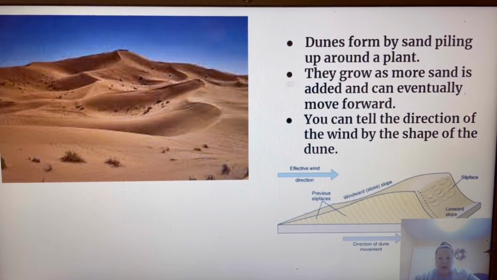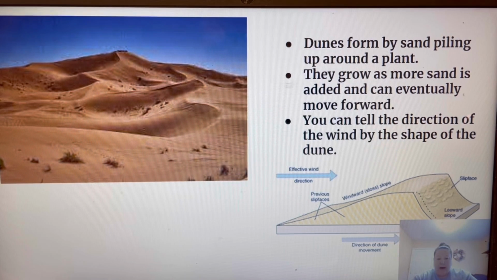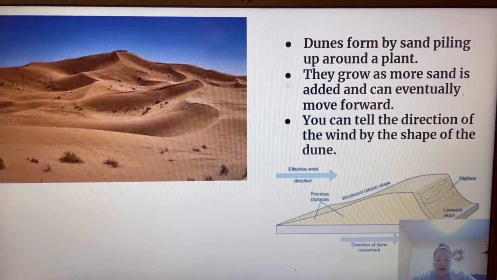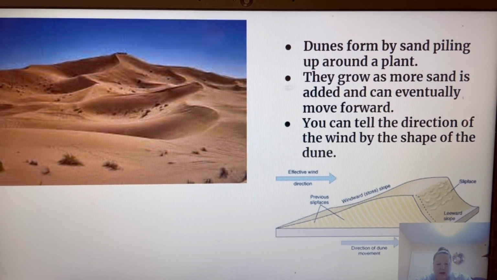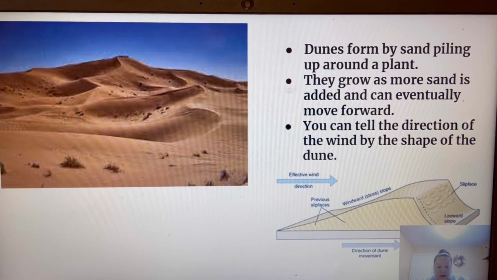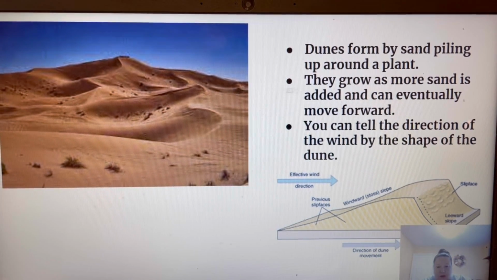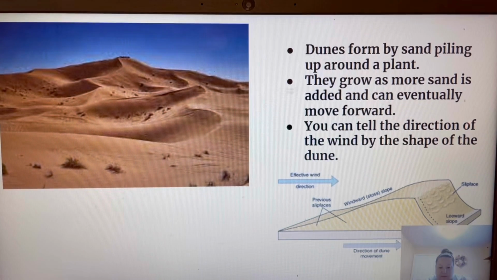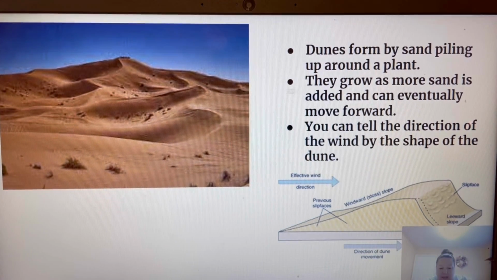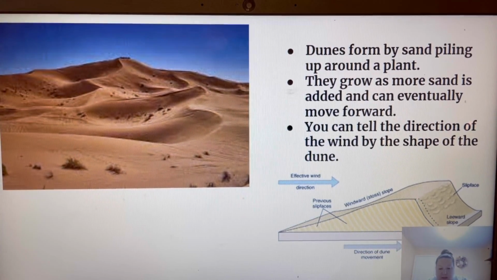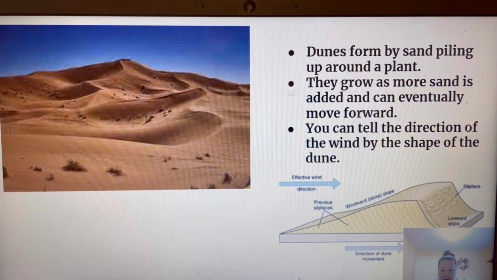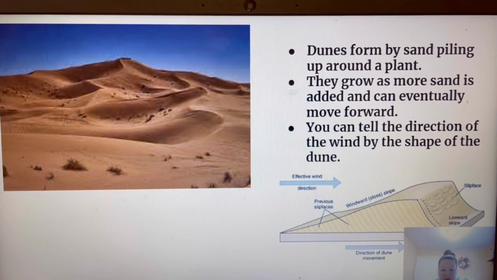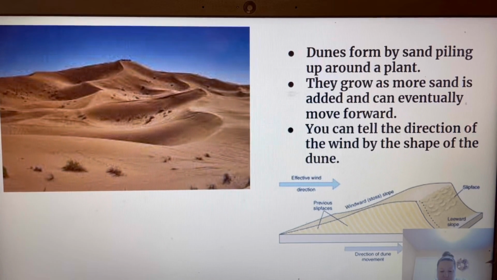Dunes typically form from sand piling up around an item, such as a plant. It grows as more sand is piled on by the wind. You can usually tell which direction of the wind by the shape of the dune. The pieces of sand travel up one side that is sloping by saltation, and then it drops off the cliff on the other side. Eventually, that causes the sand dune to move forward.